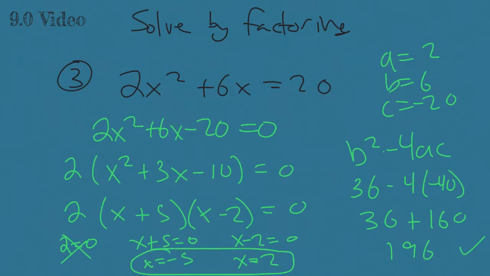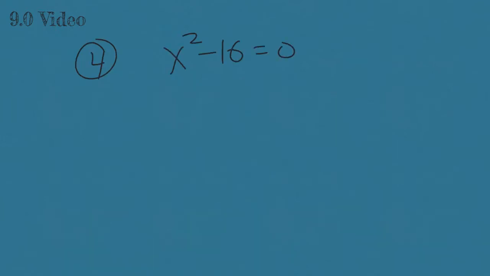All right, 2 more problems. Number 4, x squared minus 16 equals 0. Okay, we could check the discriminant. You don't have to do that every problem, but it's a good way to confirm that something does factor or how many solutions it has.